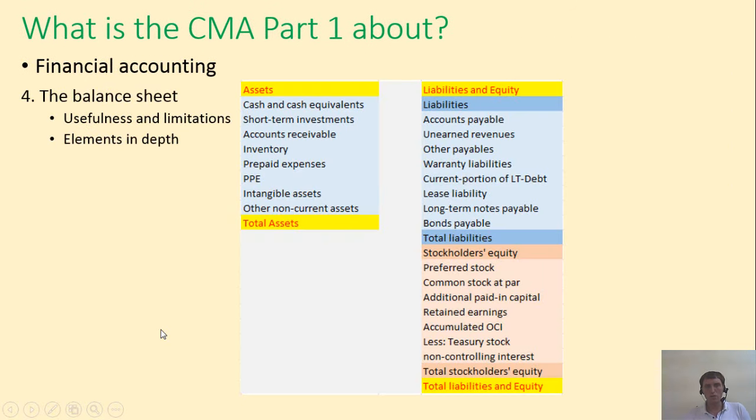Okay, after that, we cover the balance sheet in detail. We'll talk about the usefulness and limitations of the balance sheet, and we will talk about all the major items that appear on a typical balance sheet, and we will cover these in detail, much more than you would see them in a basic financial accounting course. So yes, we're going to cover all of these items in a lot of detail.